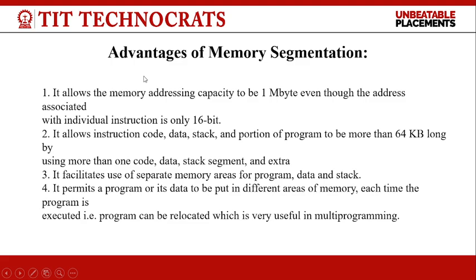Then some advantages of memory segmentation. As we know, the memory access capability of the 8086 microprocessor is 1 megabyte. It allows the memory addressing capacity to be 1 megabyte even though the address associated with each individual instruction is only 16 bits. Second, it allows the instruction code, data, stack and portions of the program to be more than 64 kilobytes long by using more than one code, data, stack and extra segment register.